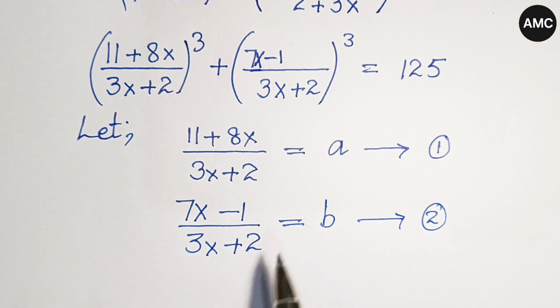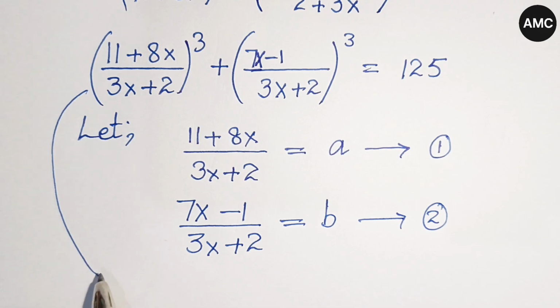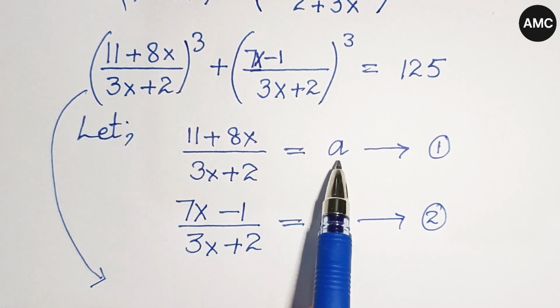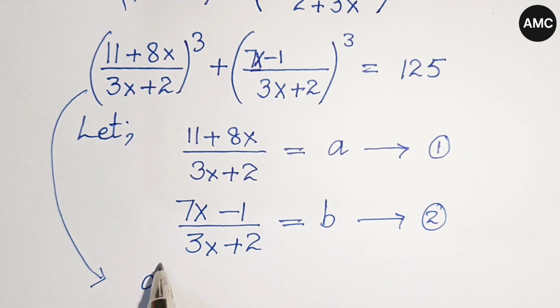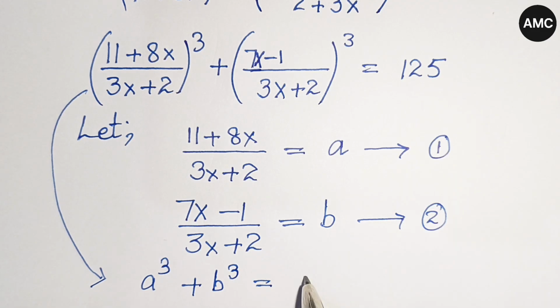Now if we substitute these two values in our problem, then (11 + 8x) / (3x + 2) is equal to a, so it will be a cubed plus b cubed, which is equal to 125. 125 can also be written as 5 cubed. Let's say it is our equation number 3.